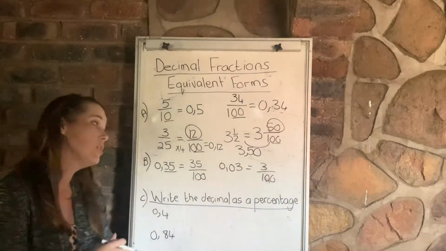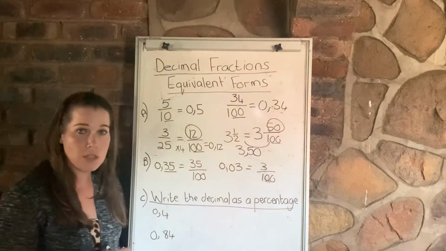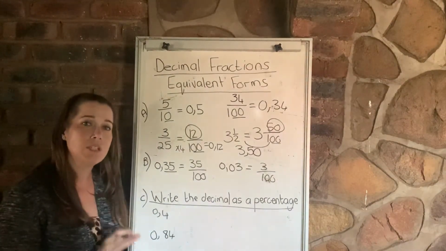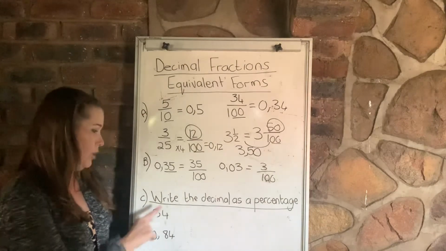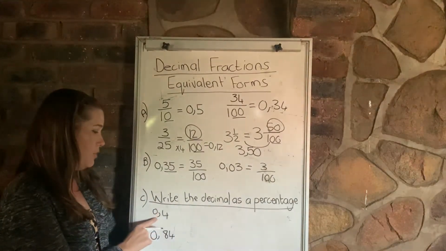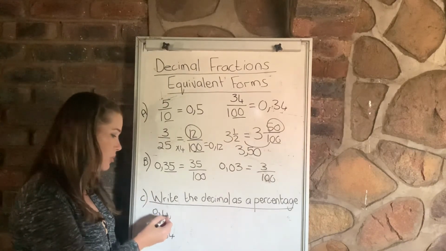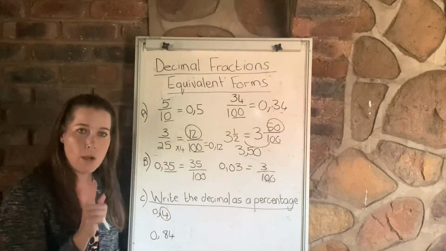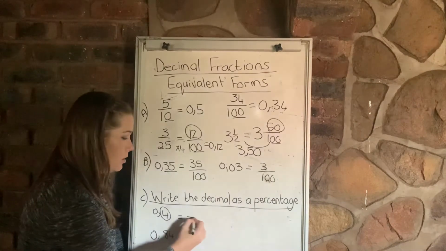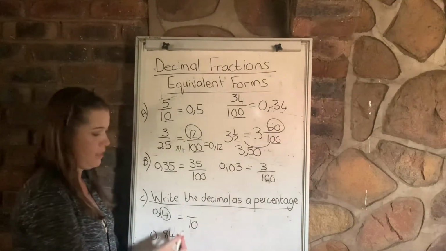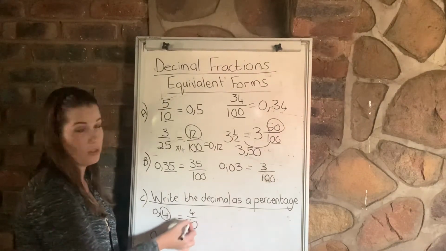Now sometimes they ask you to write the decimal as a percentage. Now remember, all percentages are out of 100. So first of all, you have to change this to a common fraction. Now again, how many digits do we have after the comma? Only 1. So my denominator will only have 1 zero. And then you put this one at the top.